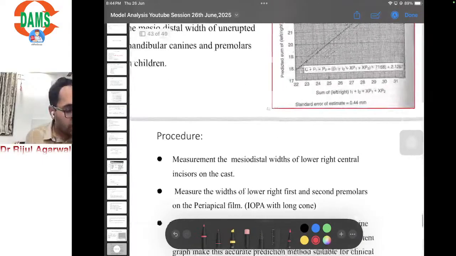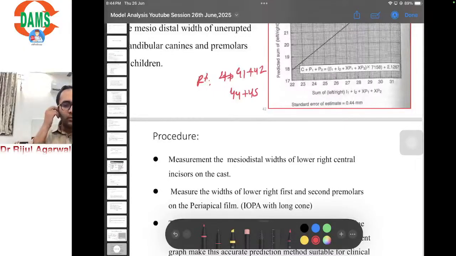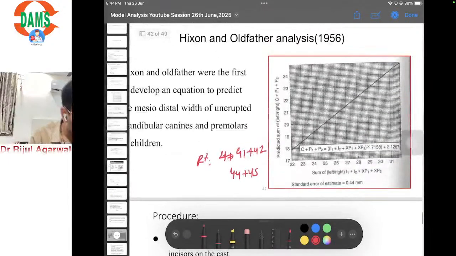So what he did was, for the right side and left side he gave an individual value: 4|1 plus 4|1 plus 4|2. Next from the IOPA you get the width of 4|4 plus 4|5, and he added them. Supposedly based on the sum you get it as 27.